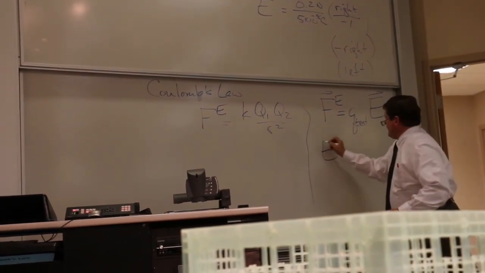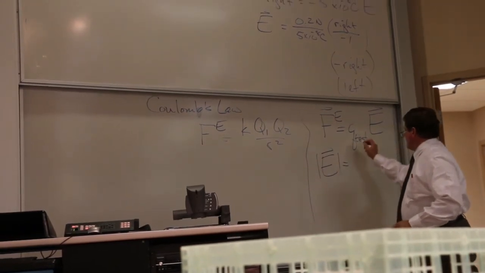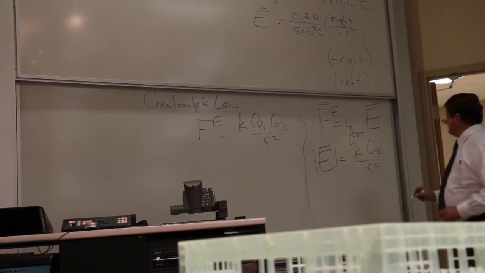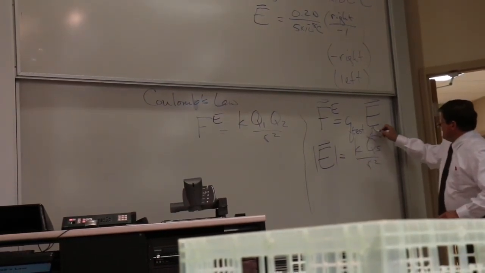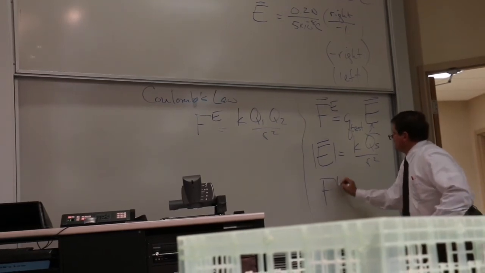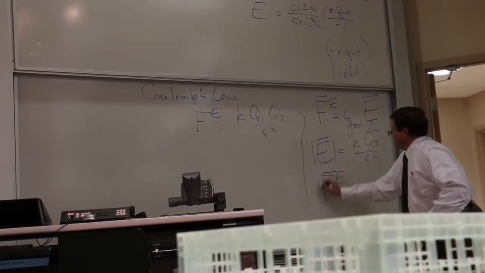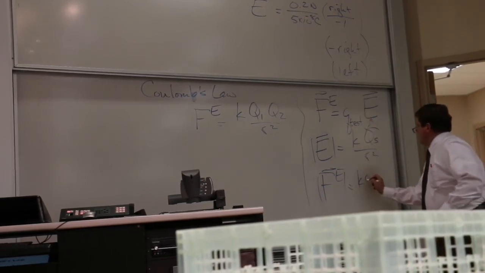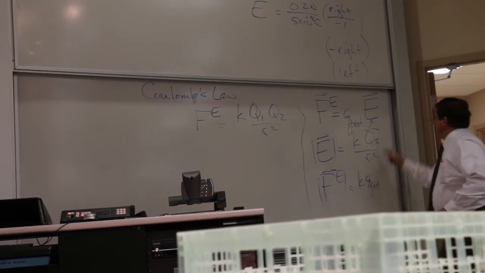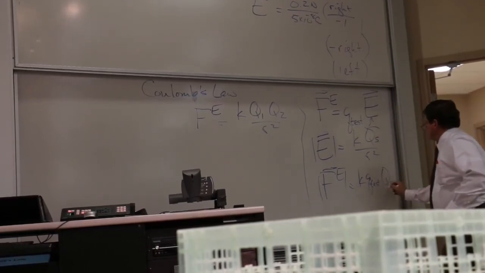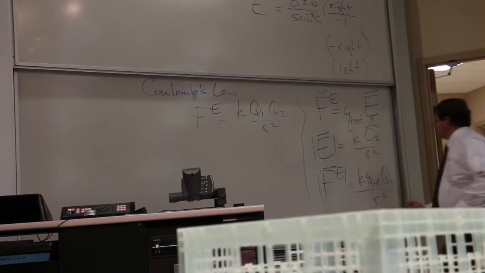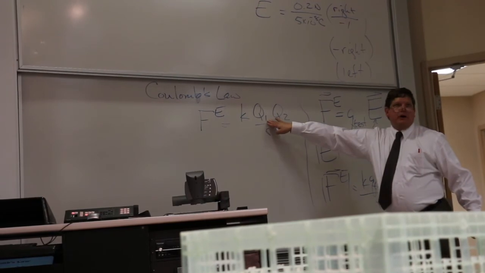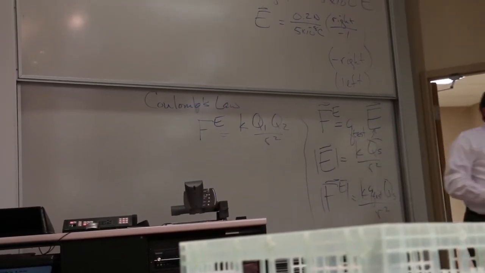Now, if the electric field has a magnitude of K Q source over R squared, and I plug that into here, what I get is that the electric force has a magnitude of K, Q test, Q source over R squared. Which is exactly what I had here, where Q1 is Q test and Q2 is Q source.